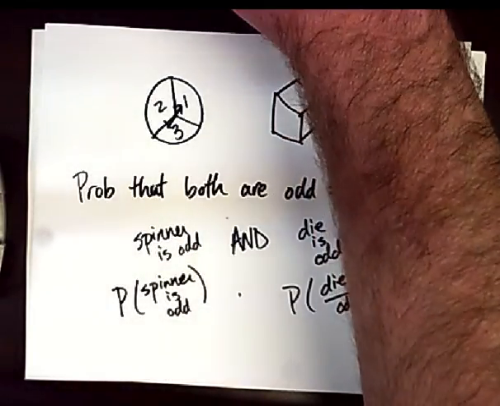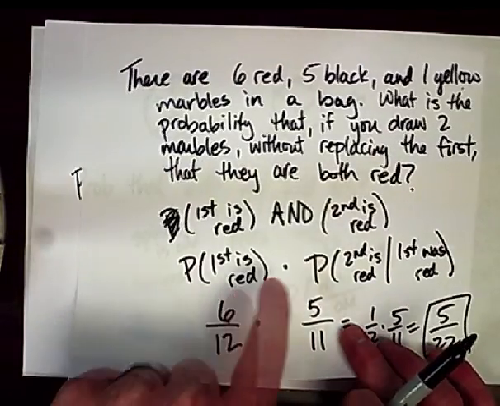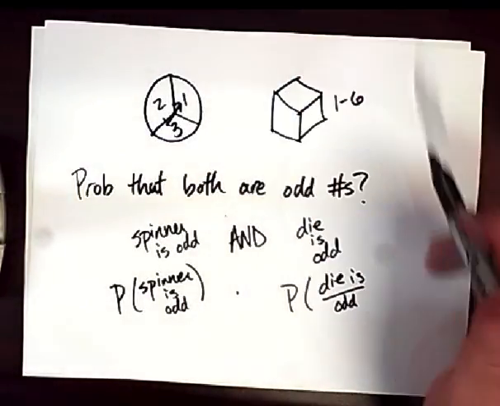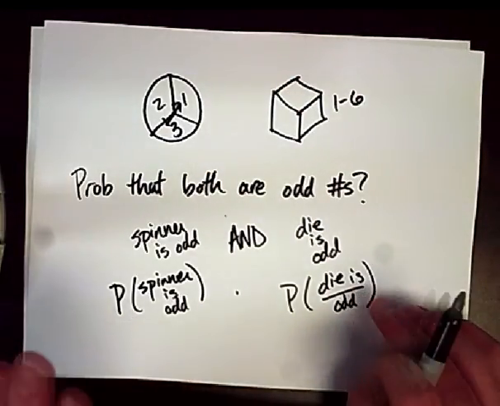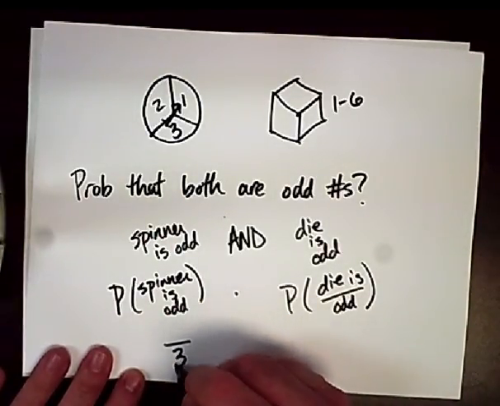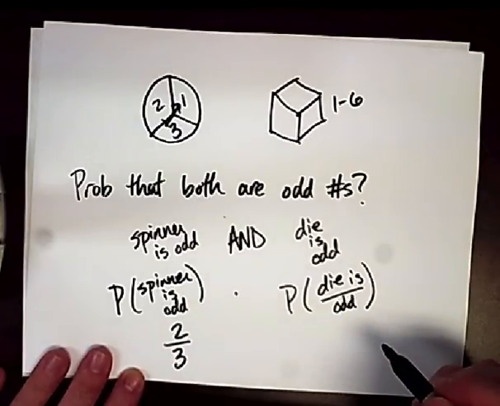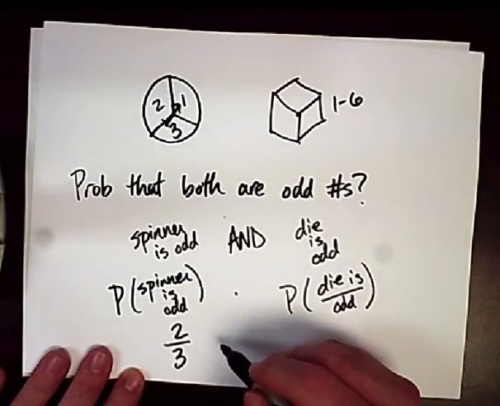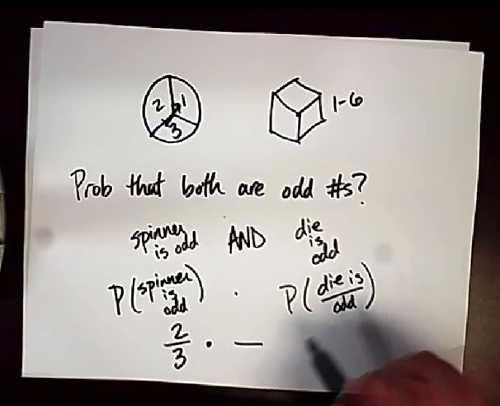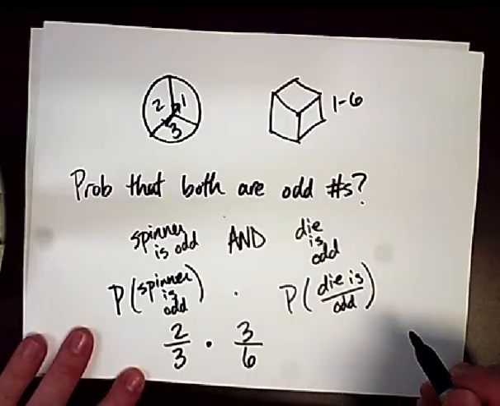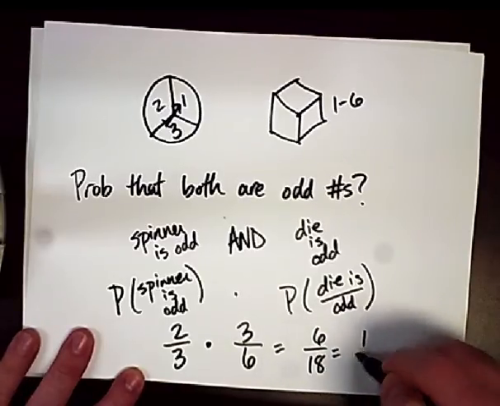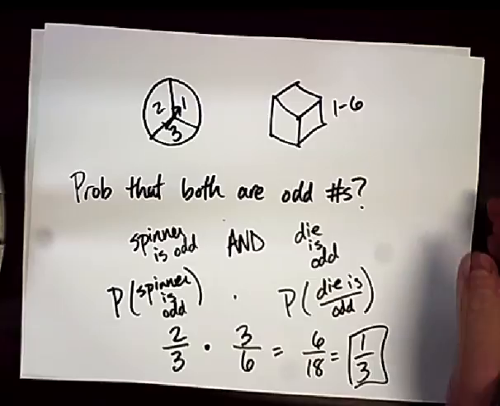And that's different from here. Whether or not you picked out one red changes the probability that the second one is red. So those are dependent. These are independent, so we don't even have to worry about it in the second one. It's just the probability of this times the probability of this. Well, for the spinner, there are 3 options, and 2 of them are odd. So the probability is 2 out of 3. Times, here, the probability that the die is odd: there are 6 sides, and 3 of them are odd. So you just multiply that, and it's 6 over 18, which is 1/3. So the probability is 1/3.